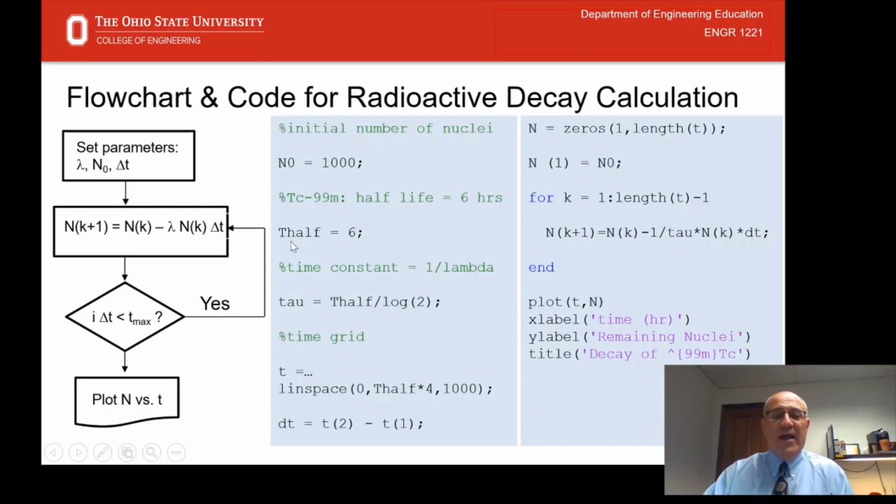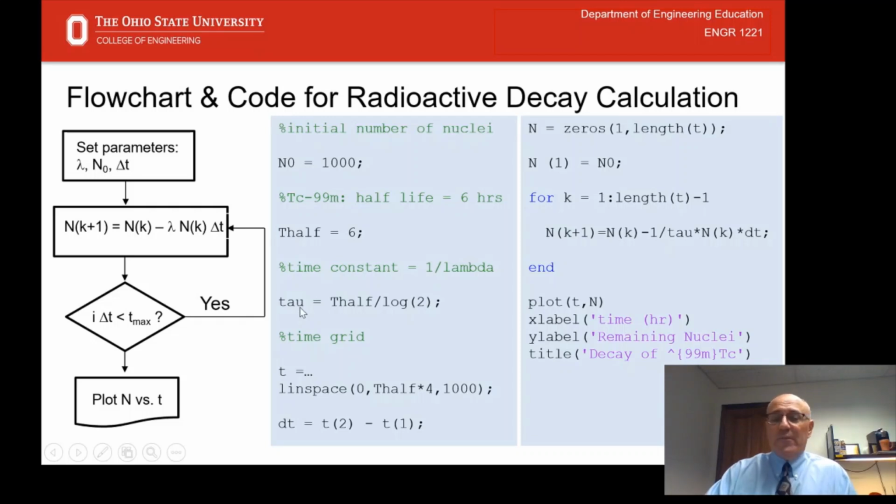And here we've put in a half-life of 6 hours, which is applicable to an isotope that's used in nuclear medicine, technetium-99m. If you ever have to have a nuclear imaging test, this is what they inject you with. They do that because it decays fast, so it gets out of your body relatively quickly.